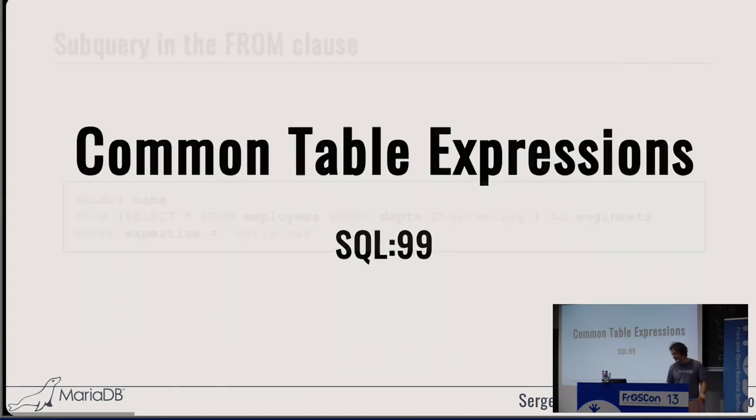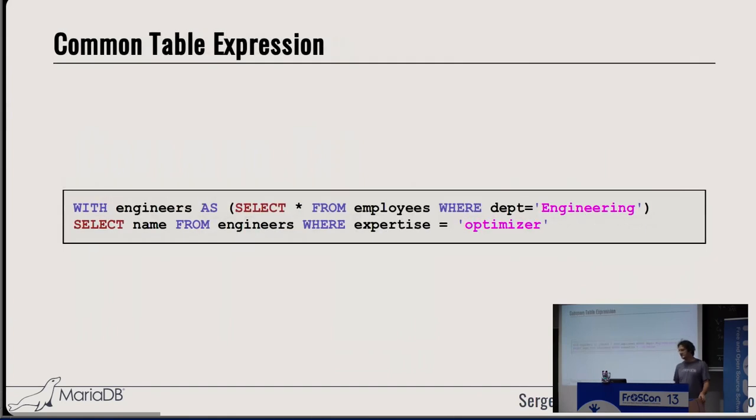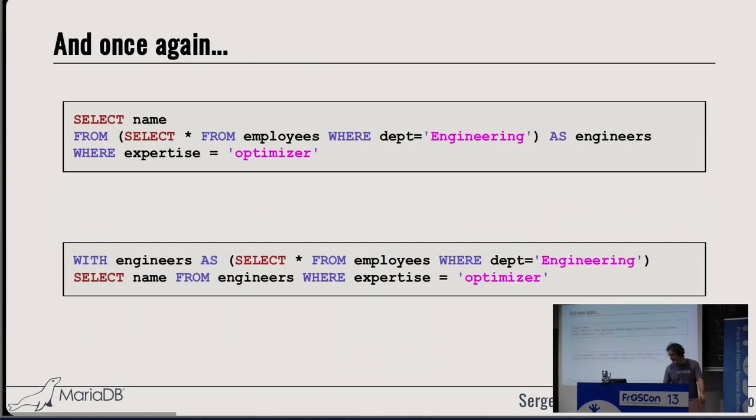So what are common table expressions? To explain that, I'll start with a feature that existed in MySQL for many years, which was introduced before SQL 99: the subquery in the from clause. In these examples and on the following slides, there is a table called employees of some fictitious database company. You want to select those engineers who know something about the optimizer. This is the query: select from employees where department equals engineers, and from those engineers we select those whose area of expertise includes optimizer. The same query can be rewritten using common table expressions like that. Just to compare, the first one is a subquery in the from clause, and the second one uses common table expressions.